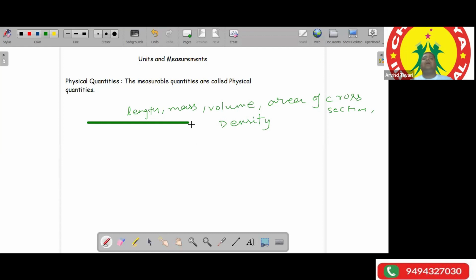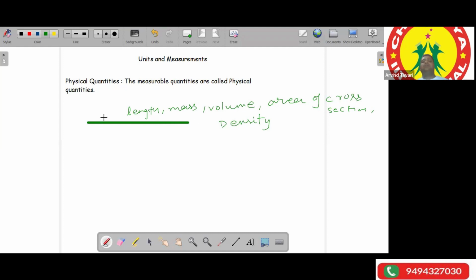All these quantities give us some idea about this rod. For example, the length gives us an idea of how long it is, the mass gives us the content of matter in it, and the volume gives us an idea of how much space it will occupy. In the similar way, all these are physical quantities.